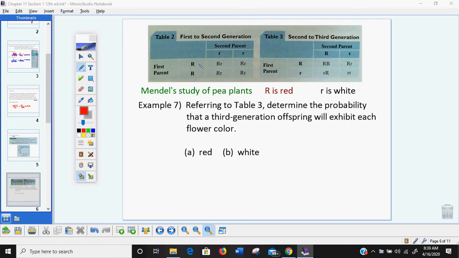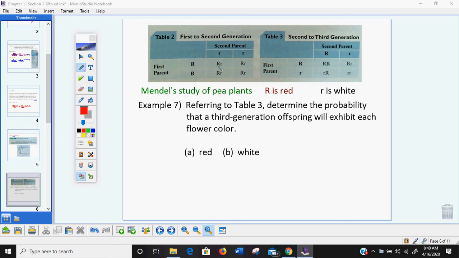So what he did is he crossed two plants. A red plant, the first parent was all red, so had two dominant genes. The second plant was white, which means it had two recessive genes, is what we call those. So they're little r. So you have four chances here.